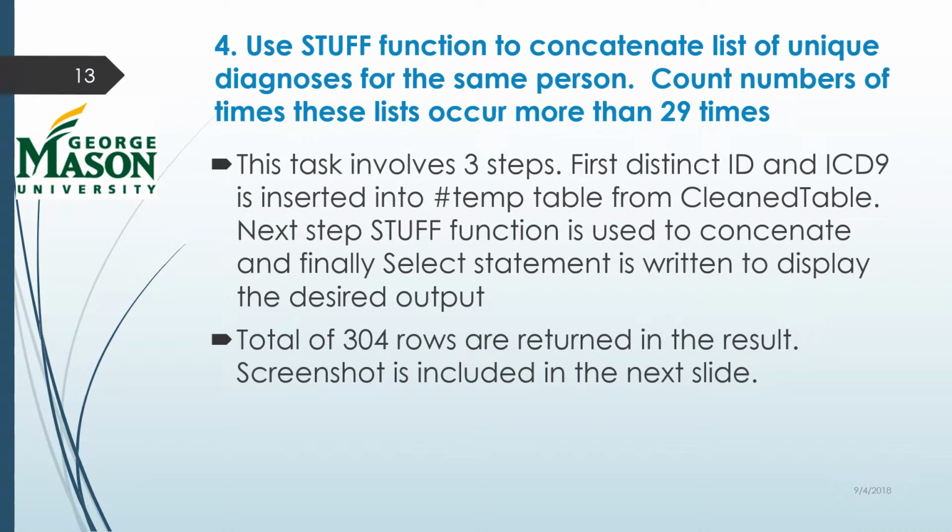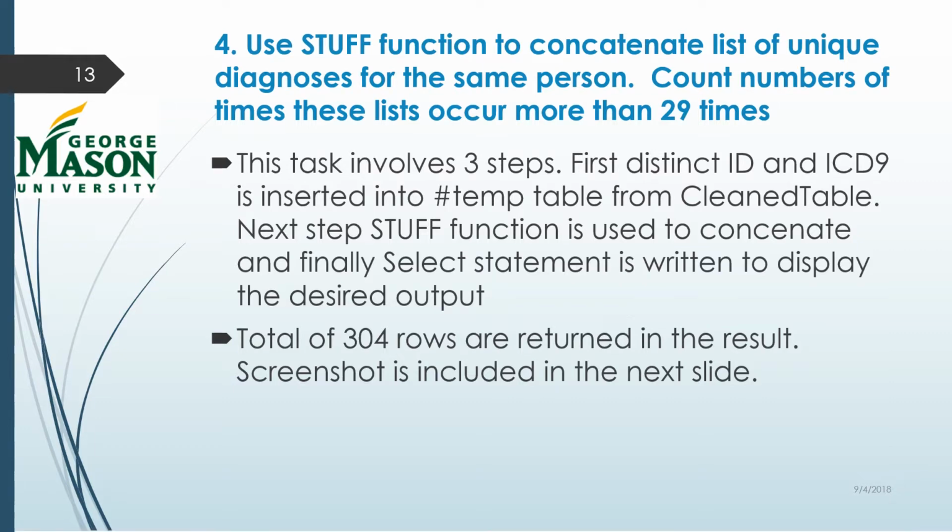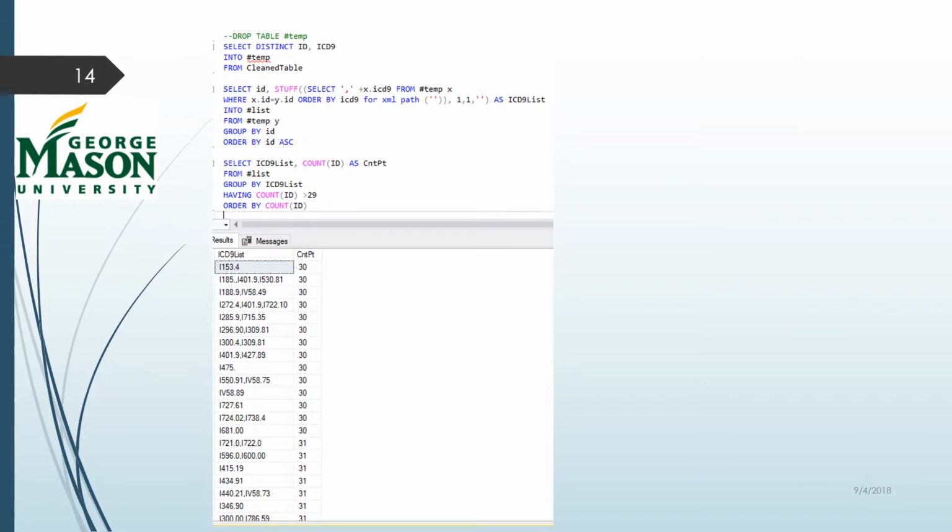So number 4, for this question there are 3 steps. First, distinct ID and ICD9 are inserted into a temp table from clean table. In the next step, the STUFF function is used to concatenate, and finally a select statement is written to display the desired output. So I will show you my code in the next slide. These are the code I used for this question.